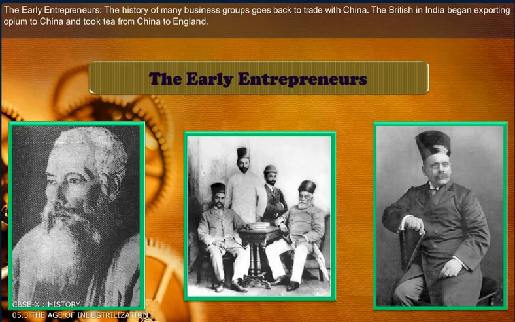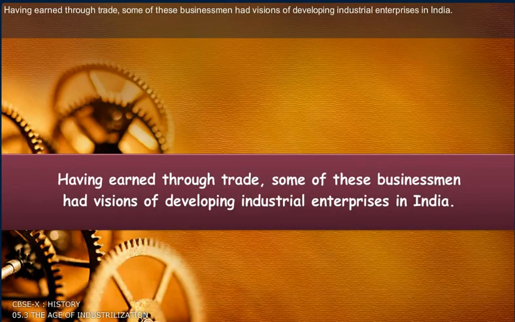The early entrepreneurs. The history of many business groups goes back to trade with China. The British in India began exporting opium to China and took tea from China to England. Having earned through trade, some of these businessmen had visions of developing industrial enterprises in India.